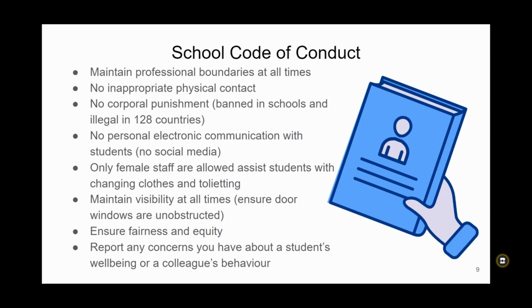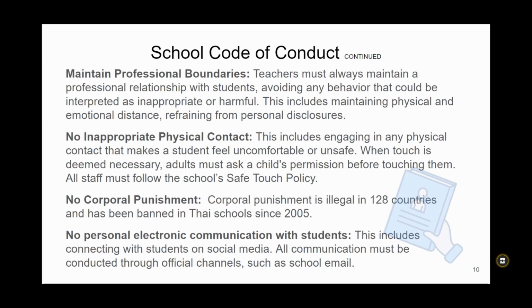There will also be a code of conduct in your school, which will give some of the most important guidelines. Here are examples of some items that will be in the code of conduct. Maintain professional boundaries, no physical contact, no corporal punishment, no electronic communication with students on personal forms. Only female staff can assist students with changing clothes and toileting. This is normal in most international schools. Maintain visibility at all times, ensure fairness, and report any concerns. I'm going into more detail on these points now.